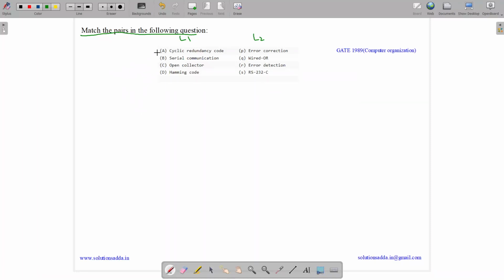So let us first see CRC and Hamming code. We know there are two types of code. We have error detection code. Like when we are transmitting some data, then it might be possible that due to some disturbance, some data may get corrupted. So we have two methods. One is error detection method and the second one is error correcting method.